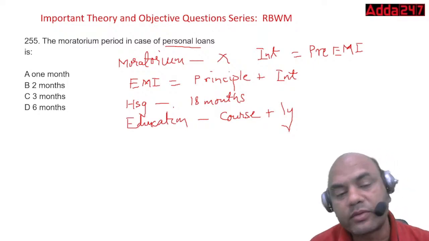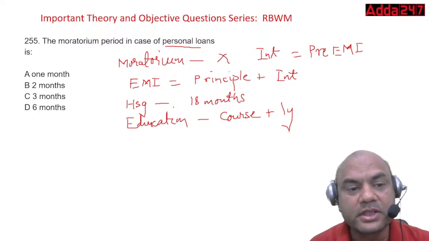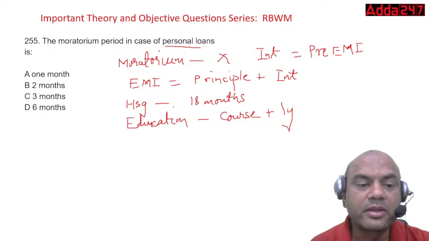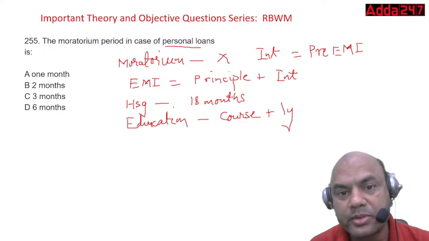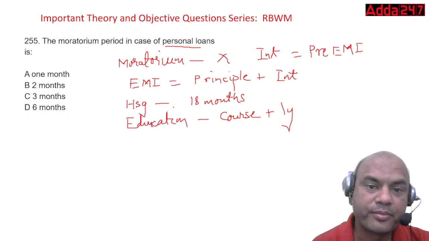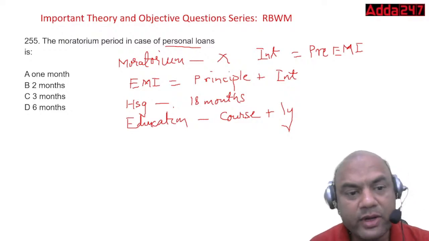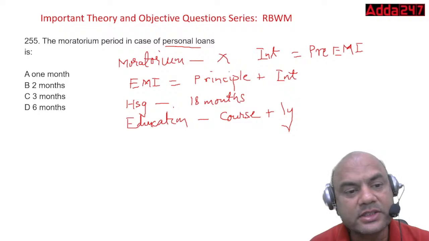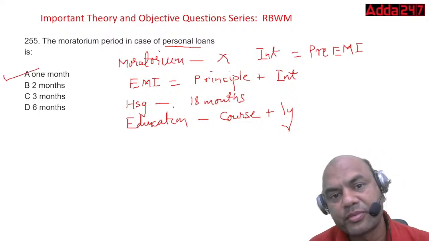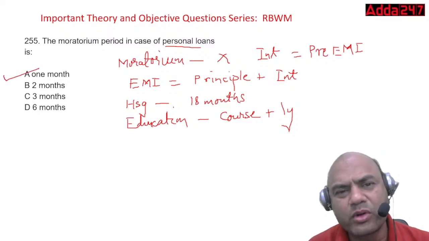But what is the question now? The moratorium period in case of personal loan is 1 month, 2 months, 3 months. In fact, there is no moratorium period in personal loans. No, zero. But if they give you this question in the exam, then the answer will be 1 month. Okay. What do they consider as moratorium period over here?